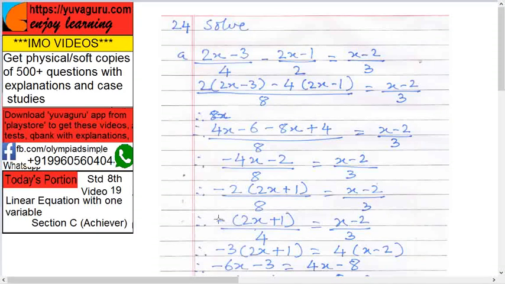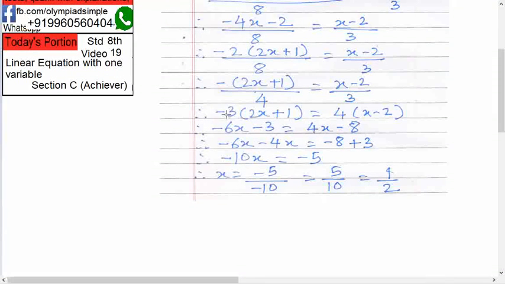So what remains now? Minus (2x plus 1) the whole upon 4 equals (x minus 2)/3. So cross multiply now. Minus 3 into (2x plus 1) equals 4 into (x minus 2). Getting this? Just cross multiplication. Solve this again. Minus 6x minus 3 equals 4x minus 8, right?